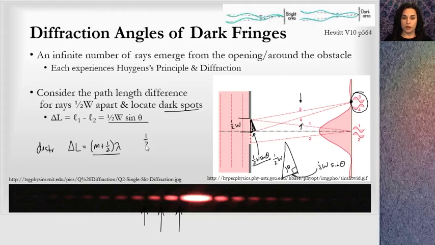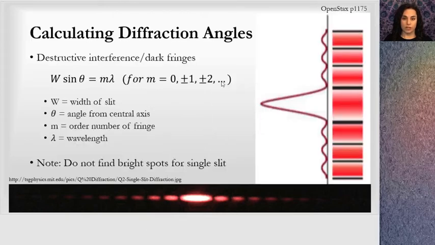So we get a half w sine theta equals m plus a half lambda. And it turns out for any half integer, you're going to have the 2 cancel here and the half cancel here, and so you end up with this equation. And that is the equation that we're going to use in order to locate dark spots for the single slit diffraction pattern. Destructive interference, or what we call dark fringes, will happen at the angle where we get this relationship going on.